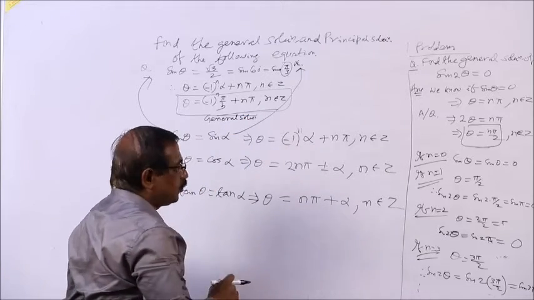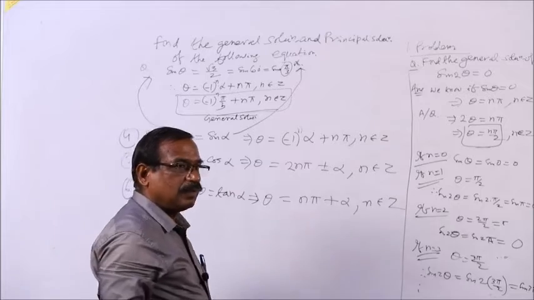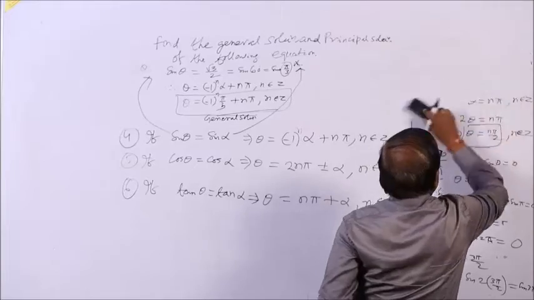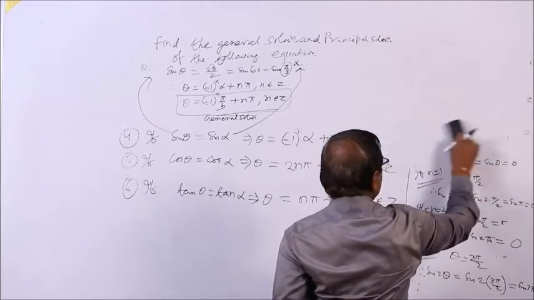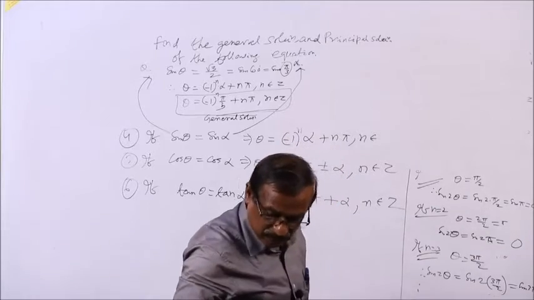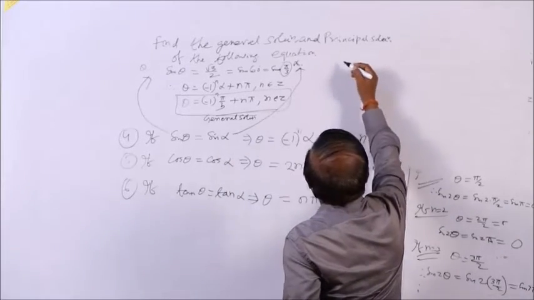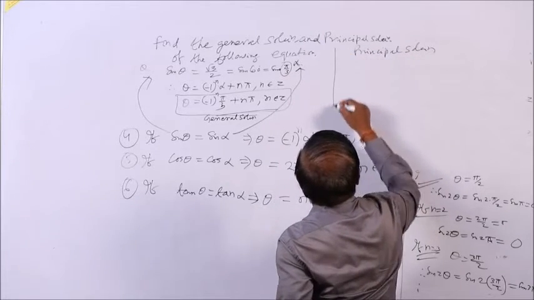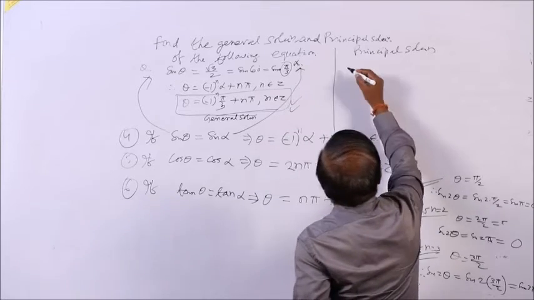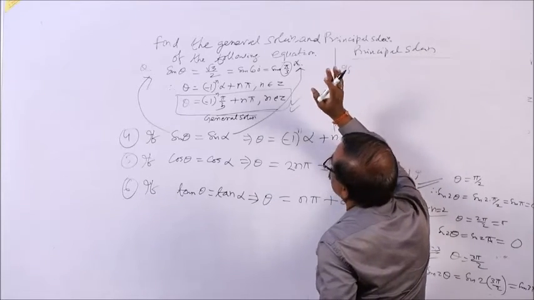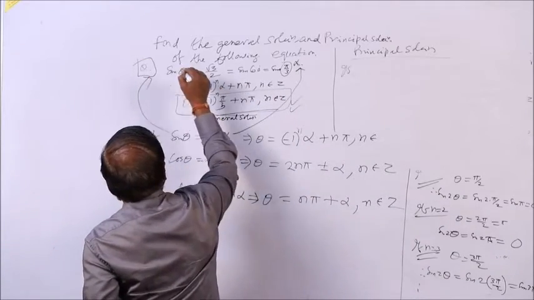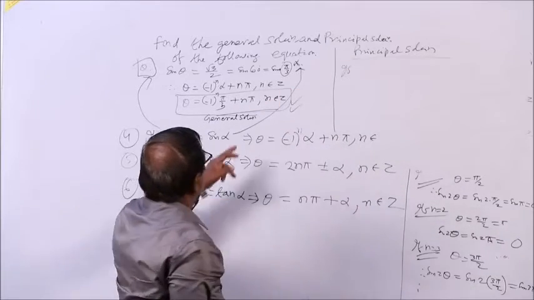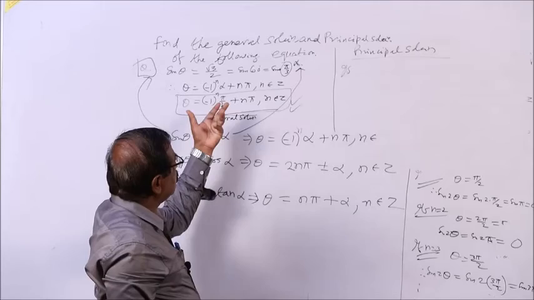Now, if we put the values of n, then we will get the principal solution. This is the general solution. We will have to find the principal solution from this general solution. If I am repeating the question, sin theta is root 3 by 2. The question is to find the general solution and the principal solution. When we are not putting the value of n, then this is the general solution.